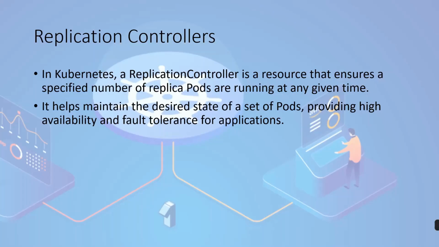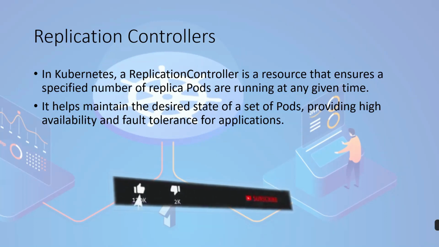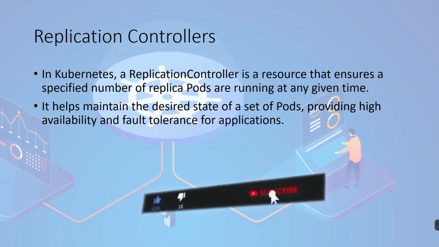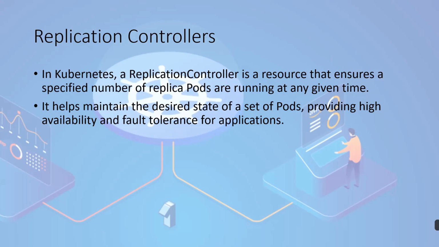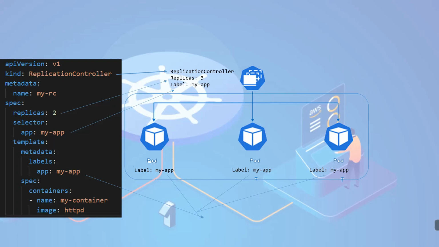Replication controller. In Kubernetes, a replication controller is a resource that ensures a specific number of replica pods are running at any given time. It helps maintain the desired state of the set of pods, providing high availability and fault tolerance of the application. Let's understand how to write a replication controller.